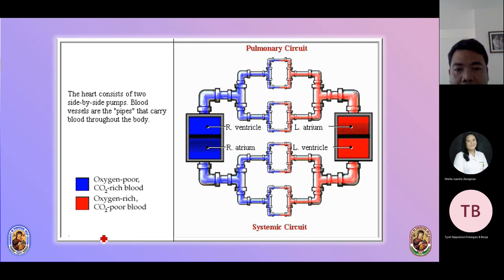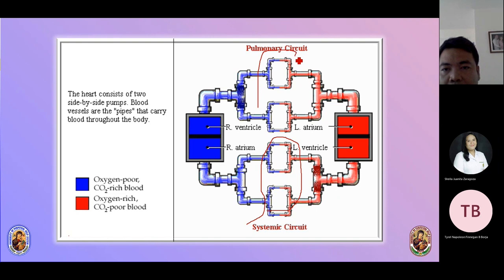If you will look at this animation, di ba? If this is the systemic circulation, for example, the blood is used up and becomes unoxygenated. And then after being unoxygenated, it goes back to the heart via the inferior and superior vena cava. Saan ang diretso nila? Sa right atrium. Then from the right atrium, punta sa right ventricle. From the right ventricle, you have your pulmonary trunk. And then you have your left and right pulmonary arteries. Nandyan ngayon ang lungs mo.